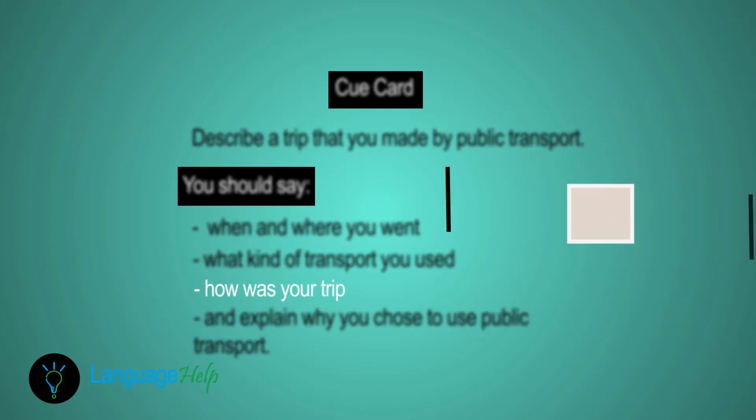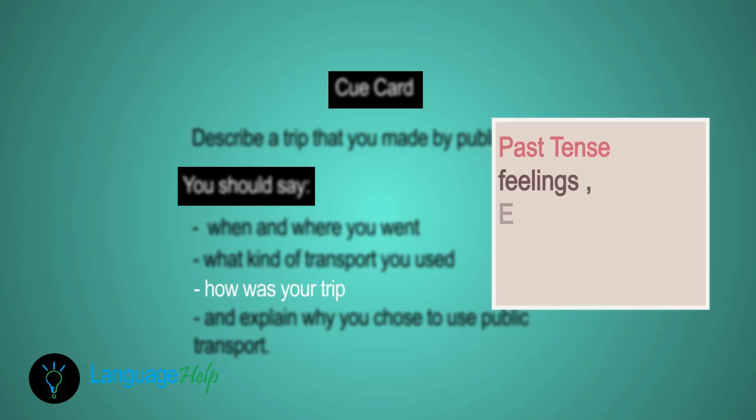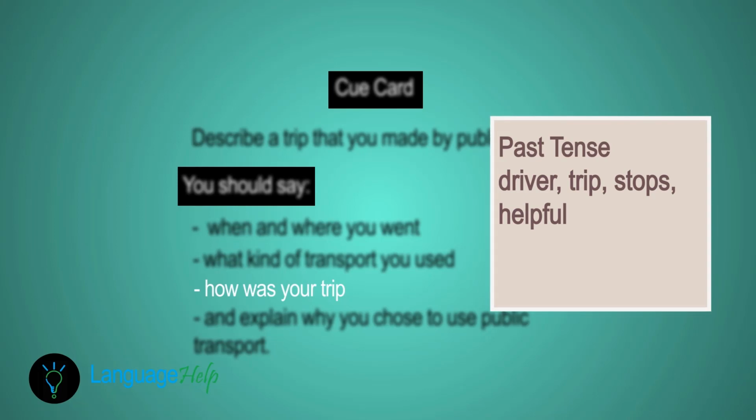The third cue asks us to talk about how the trip was. Well, the tense of this cue is also the past, so we also put that in the box. Here we have to talk about our feelings and experience. So we can talk about the driver, we can talk about the trip, or any stops we made during the trip.